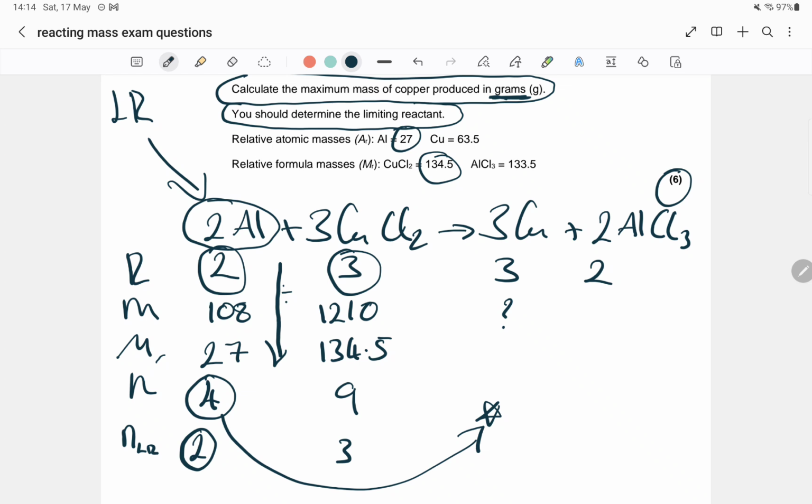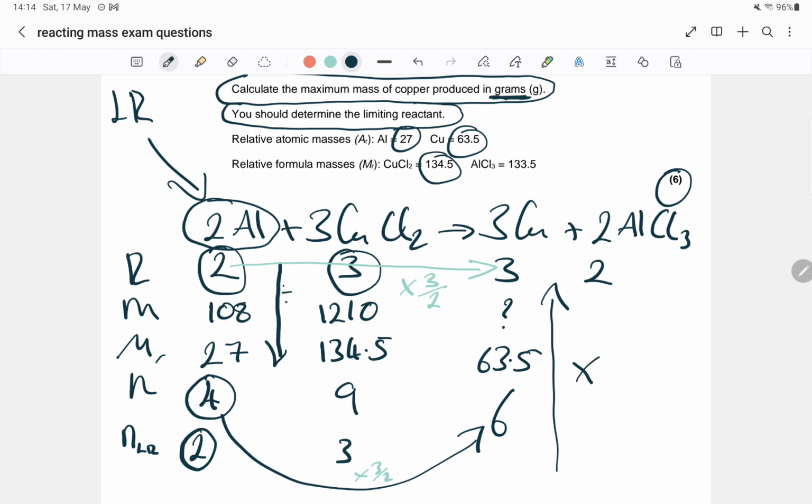It's the same as the last video. The ratio between the two, for me going from 2 to 3, well, I need to times it by what I'm getting to, divided by what I've started at, 3 divided by 2. So I'm going to times this number also by 3 divided by 2. So 4 times 3 divided by 2, or 4 times 1.5 is 6. Going to work out my MR of copper, which they've given me as 63.5. And now as I go up my table, I'm going to times. So I've got 63.5 times 6, which is 381.